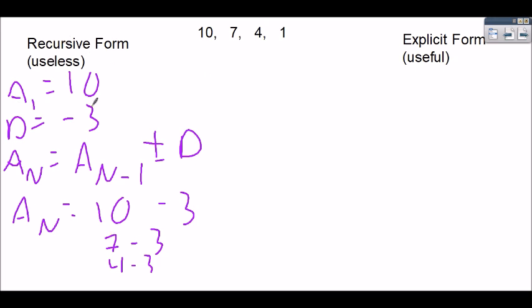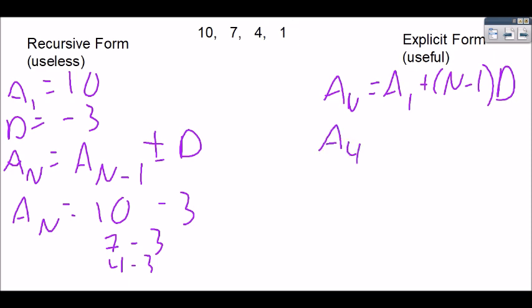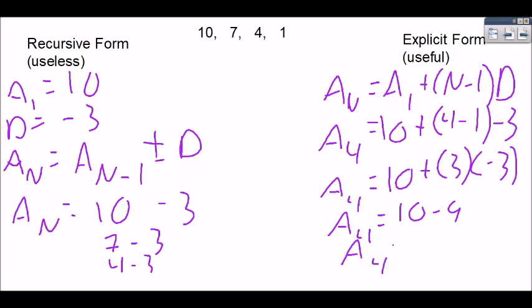Explicit is useful because I can just plug in my term to find out the final answer. So let's say I wanted to find the 4th term. That's this guy right here. I'm just going to plug in my first term, which term I'm looking for, 4, and my common difference of minus 3. So after plugging in my 4th term and common difference and first term, I found out that the 4th term is 1, which is right.